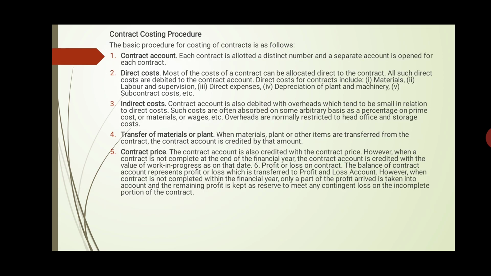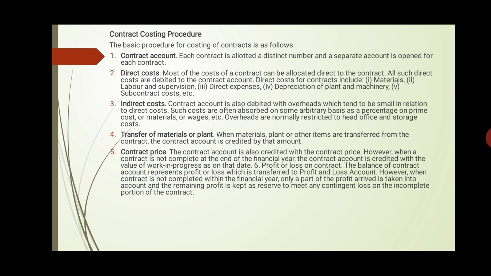Now, what is the basic procedure of contract costing? First, a contract account. Each contract is allotted a distinct number and a separate account is opened for each contract. For example, one of the contractors has taken the contract from the contractee for 3 locations. Means for those 3 locations, the accounts have to be prepared separately. You cannot join all the contract accounts.